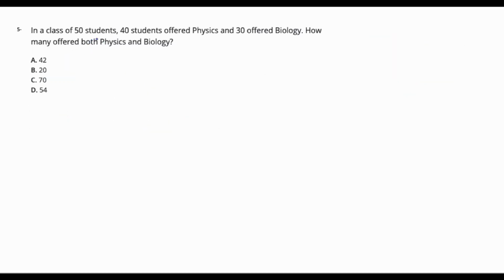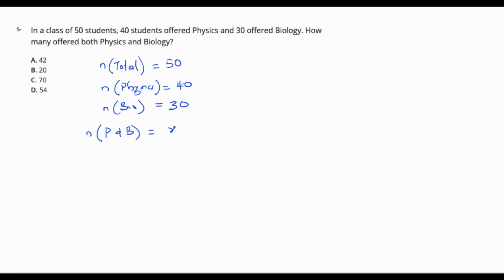Number 5 says, in a class of 50 students, 40 students offer physics, 30 offer biology. How many offered both physics and biology? So, in essence, we're saying that the total number of students in the class equals 50. The total number of students that offer physics equals 40. The total number of students that offer biology is 30. Now, the total number of students that offer physics and biology is X.